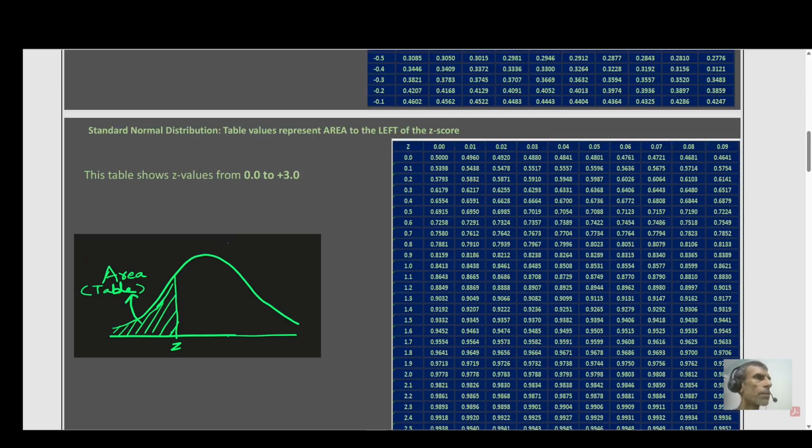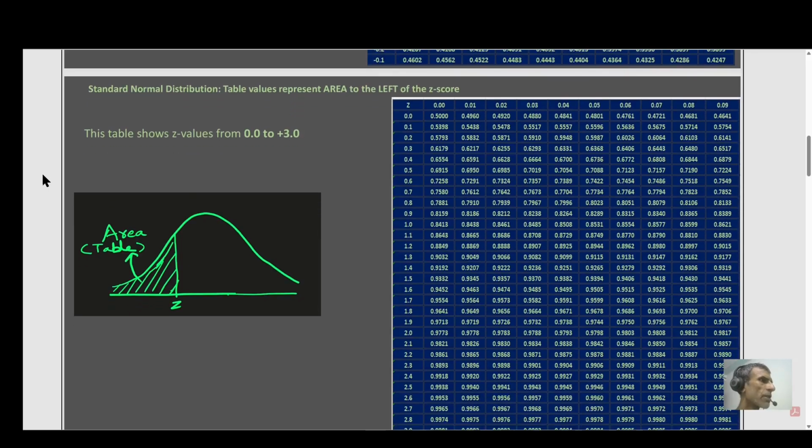This one right here represents my z values, from 0.0 to plus 3.0, and again the area represents the area to the left of my z-score. So this is what it represents. Each value represents this area right here. So each one of these numbers represents an area, and each area is nothing but the probability that your z is less than this particular number right here.